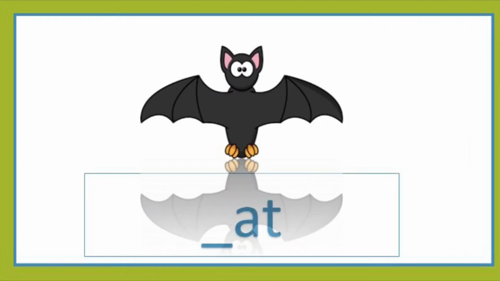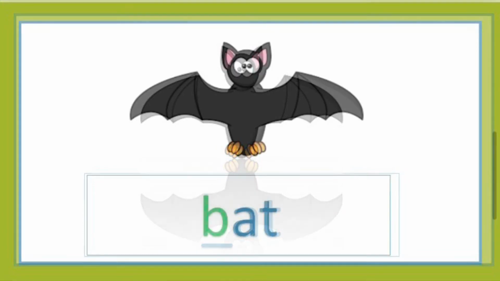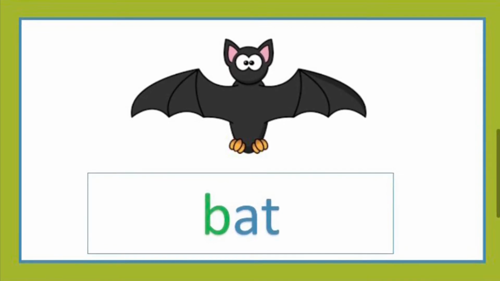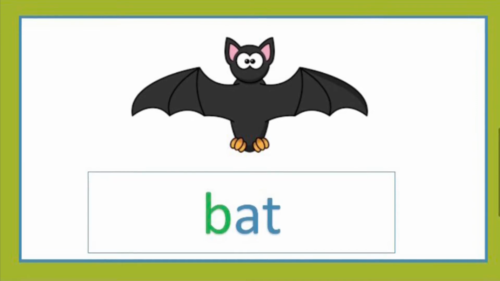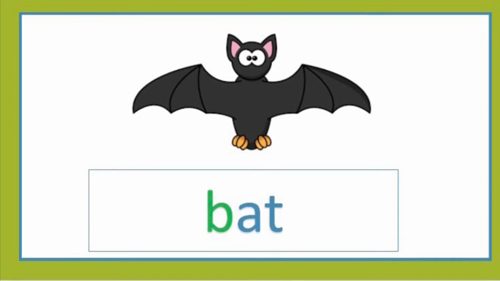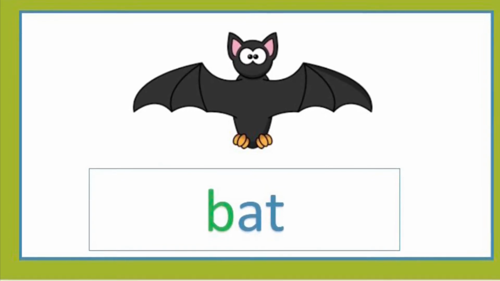Here I have my little scary friend. Do you know what it is? Yes, it is a bat. A flying animal. Now, do you know what letter I need to add to at to get the word bat? Yes, think about it. What letter do I need? If you were thinking B, then you are correct. When we add B to at, we get bat. B-A-T is bat. Fantastic.